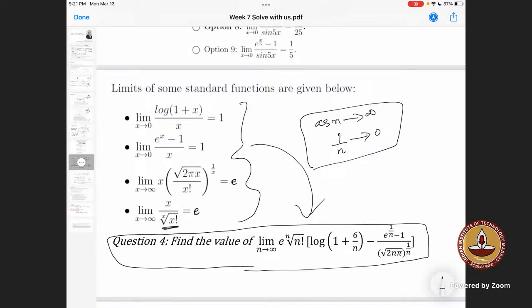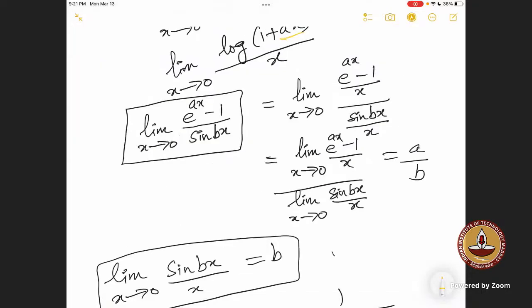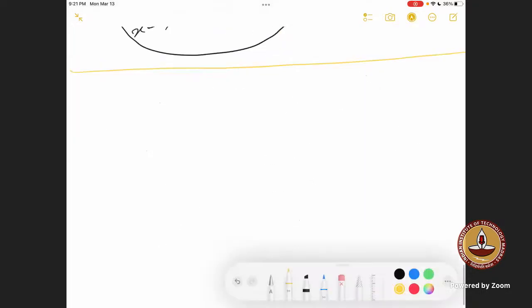Have everyone copied this question in your notebook? Yes, sir. So I will solve, then we will look. Shall I solve? Yes, sir. Okay, my board is visible? Yes, sir, it's visible.